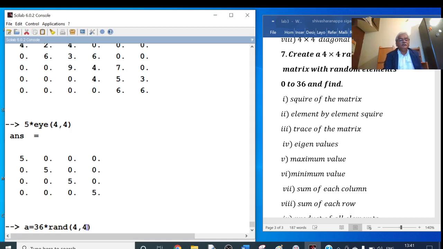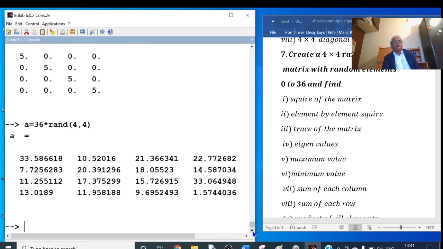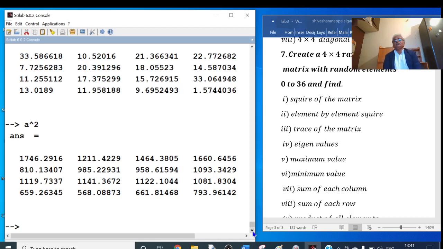See, this creates a random matrix of order 4 by 4 where each element is less than 1. If I multiply this by 36, then each element is less than 36. If I enter, I am getting this matrix. This is the random matrix whose elements are between 0 and 36. Next, square of the matrix, A square. Okay, this is your A square.